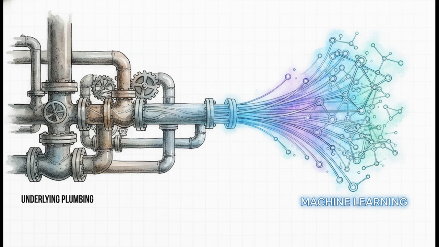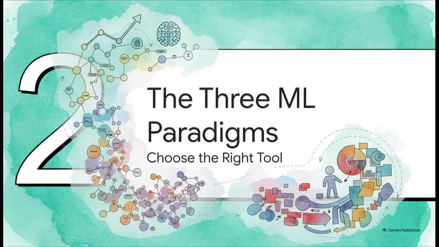And here's a little secret that a lot of data scientists probably won't tell you. As an IT professional, you have a massive, unique advantage. You already understand the absolute lifeblood of machine learning, which is data flowing through systems. You know how data pipelines work. You understand infrastructure constraints. Machine learning is really just the next logical layer on top of that plumbing expertise you've spent years developing. Moving right along to Section 2, the 3 ML paradigms.